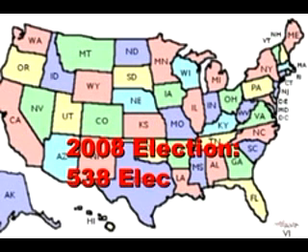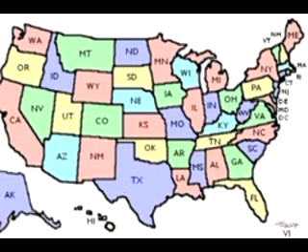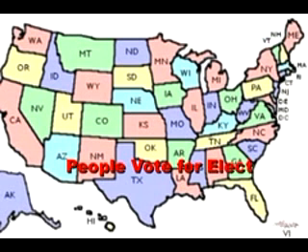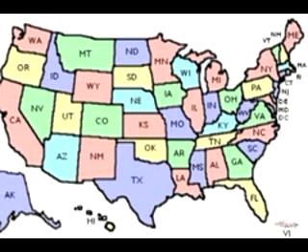Today, there are 538 electoral votes. When people vote, they are voting for electors that will represent their vote, which is true to our representative form of government.